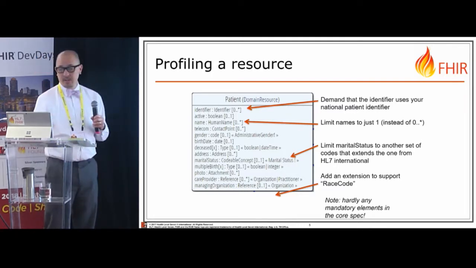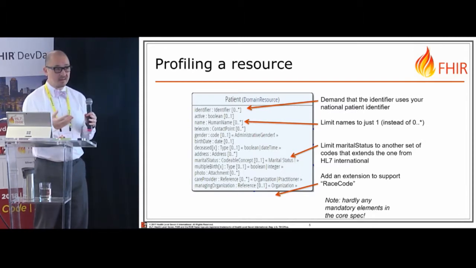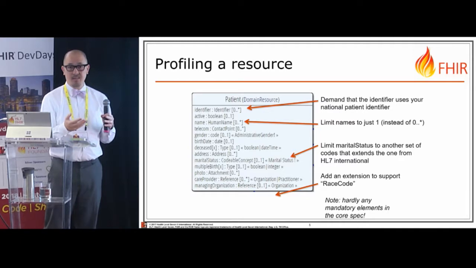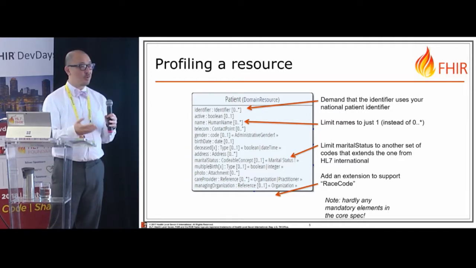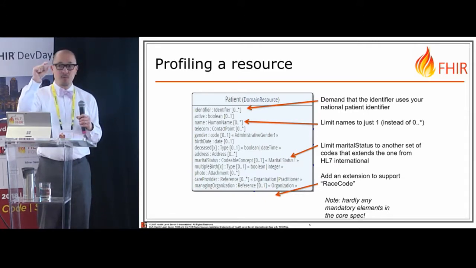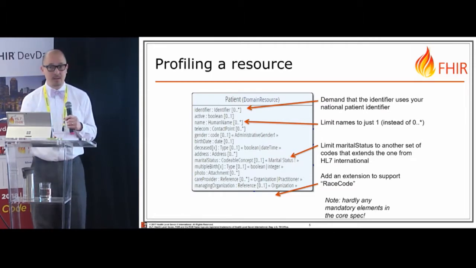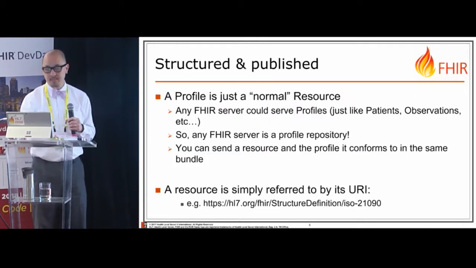But when we looked at patient in Argonaut, we realized that in the US we feel it's important to carry information around race and ethnicity, but FHIR doesn't support that. So when they took that patient profile, they did what's called extensions. They added a data element for race and ethnicity, and they also defined the value set for race and ethnicity. That's part of what you'd expect in an instance of a US Core patient profile.